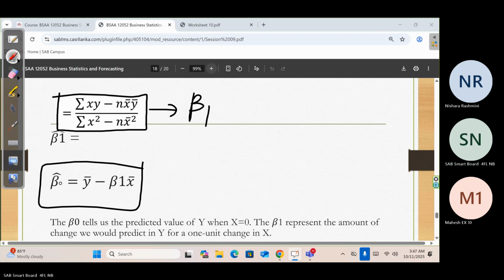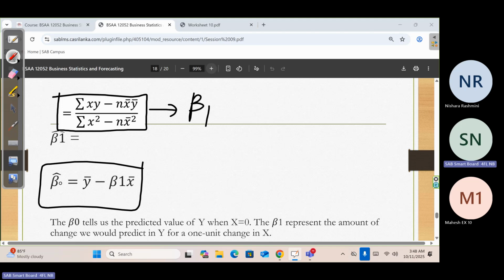Then here, beta naught means what? What is the expected value of the dependent variable when the independent variable is equal to zero? Understood? Okay, then here beta naught gives the expected value of the dependent variable when the independent variable is equal to zero. When we take price and the quantity demanded, then beta naught means what is the expected quantity demanded when the price of the product is equal to zero? When the product is free, what is the quantity demanded?